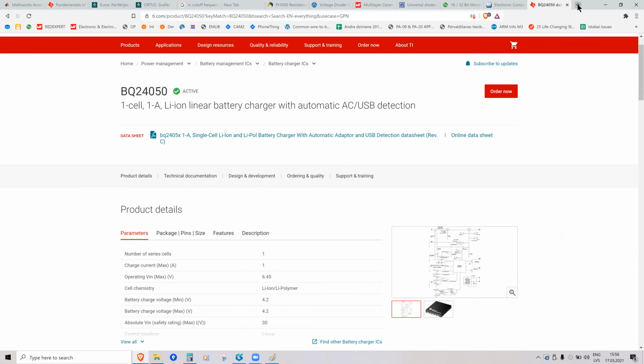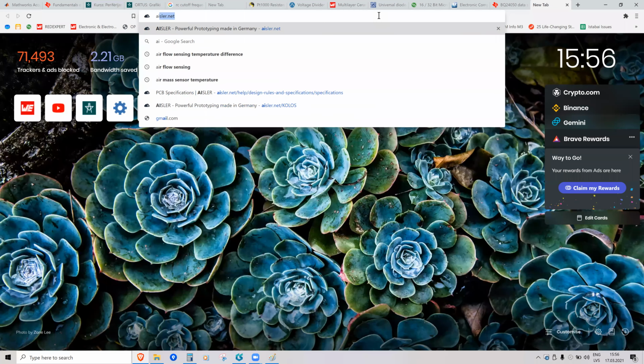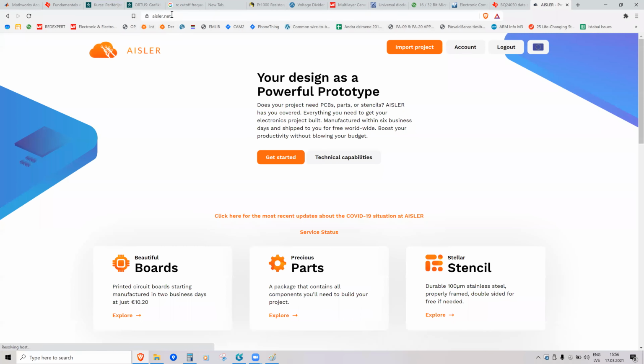And if you want to order PCBs, the last place that I'm using is this outlier.net.